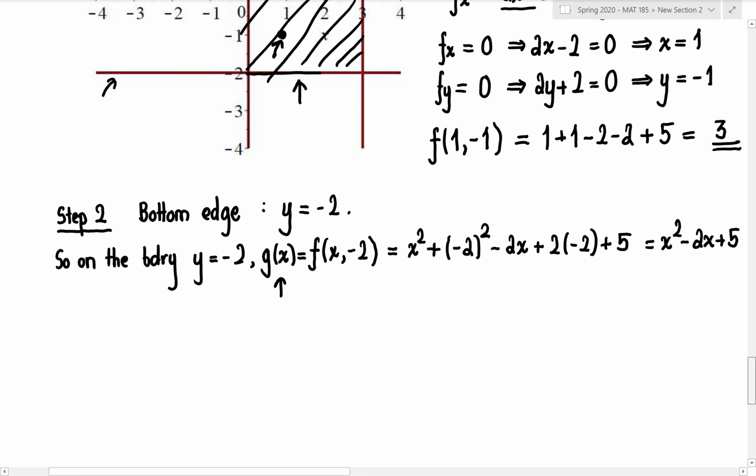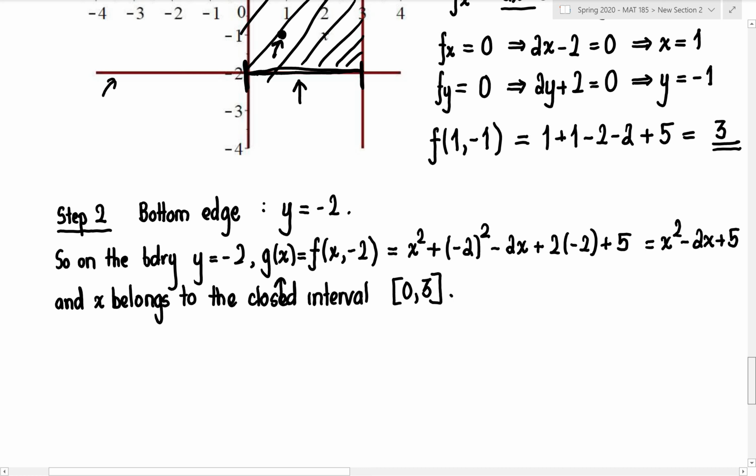If I look at this edge right here, the smallest value of x I can take on is right here, and the largest value of x I can take on is right there. So x belongs to the closed interval [0, 3]. What that means is that we have our function g of x, which is x squared minus 2x plus 5, and it takes on x values only in the closed interval [0, 3].